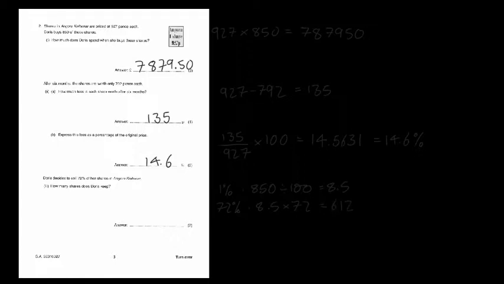And actually we want how many are left, so we want 850 minus 612, which is 238. Now we could have done that another way. We could have said what we want is 28%, because that's what's left from 100%, and done 28% times 8.5. But we'll just do it this way: 238.